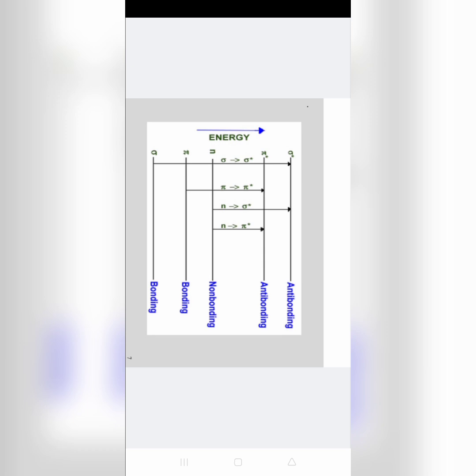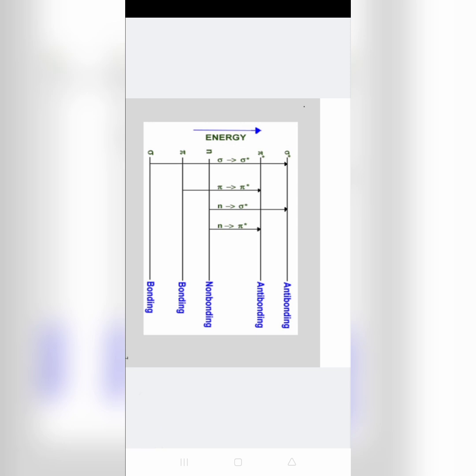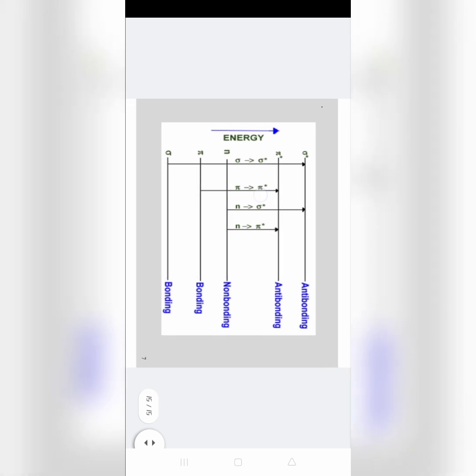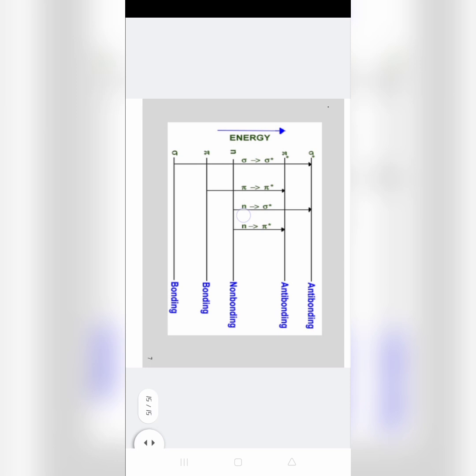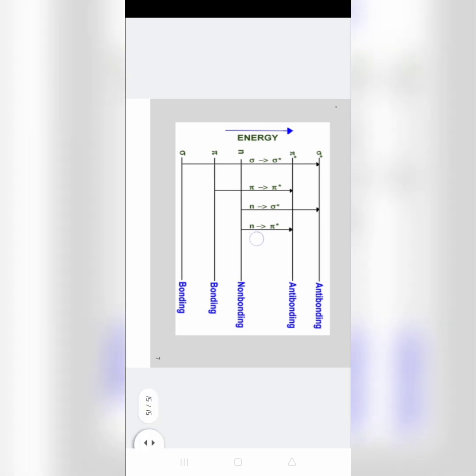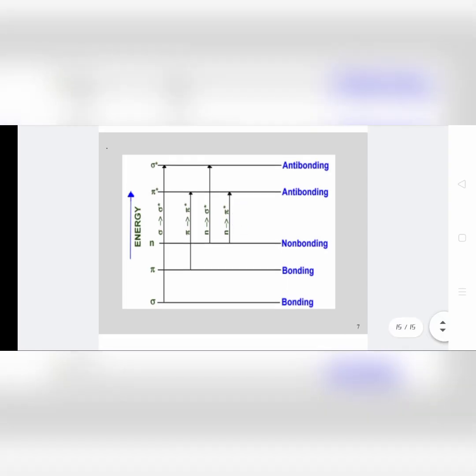You can see in the figure that the sigma to sigma star transition requires more energy. The pi to pi star antibonding transition requires a little less energy, the N to sigma star antibonding requires further less energy, and the N to pi star antibonding requires the least amount of energy.